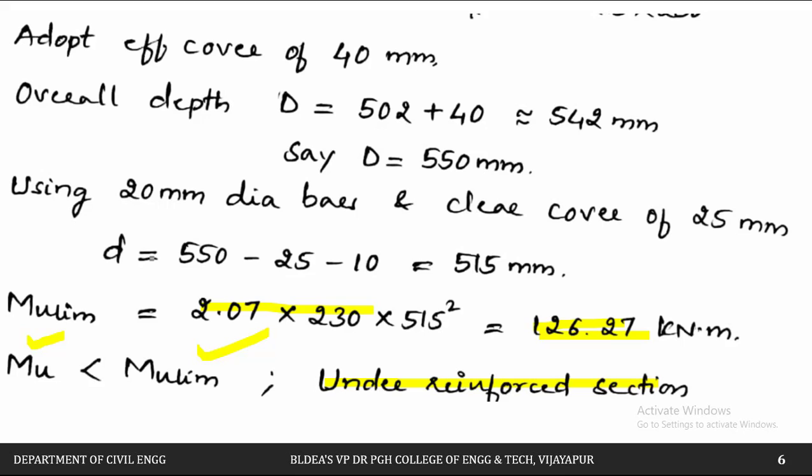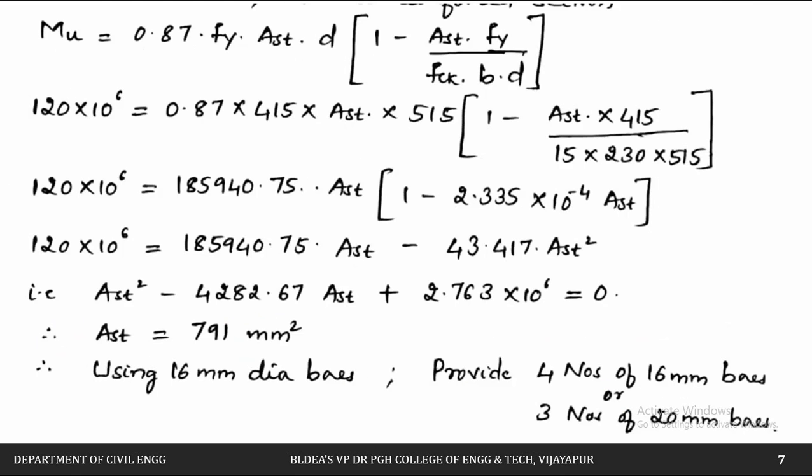Next we'll calculate the area of steel. Again the same formula, we know the moment. Now we have to calculate the area of steel. The other values we already know: we know fy, we know d, everything except this Ast. So if you substitute, Mu is equal to 120 into 10 raised to 6, 0.87 we have, fy is 415, Ast I have kept as it is, effective depth is 515, 1 minus of Ast, keep it as it is, fy is 415, fck is 15, b d is 230 and 515. Further if you simplify, you will get the equation as Ast square minus 4282.67 Ast plus 2.763 into 10 raised to 6 equal to 0.